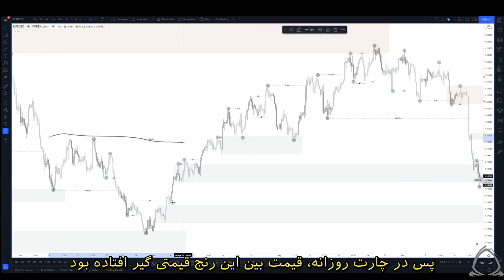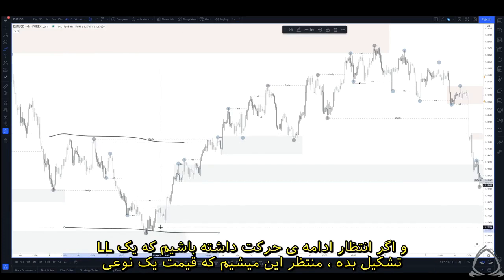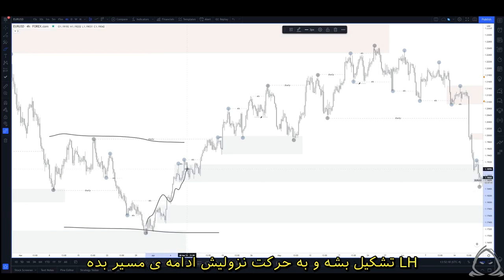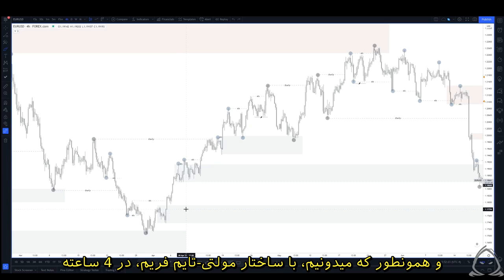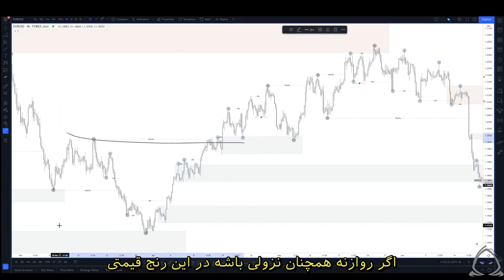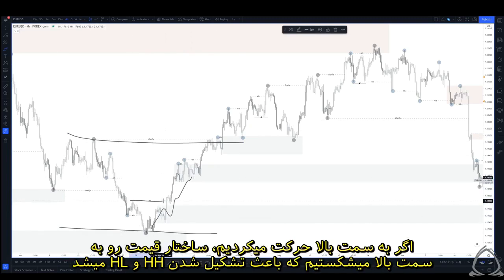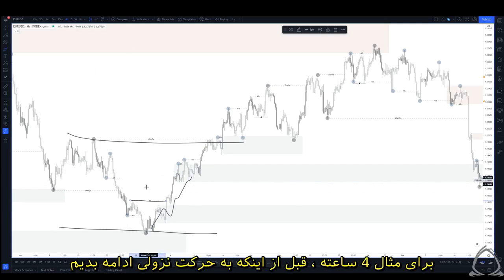So on the daily chart, price was stuck within this range of price. And if we were looking for a continuation to put in a lower low once more, we'd be waiting for price to form some sort of lower high and then continue to the downside. And as we know with multi-time frame market structure, on the 4-hour, if the daily is to remain bearish within this overall range of price, if we were to move to the upside, we would start breaking structure to the upside, creating higher highs and higher lows on, say, the 4-hour chart before continuing to the downside.